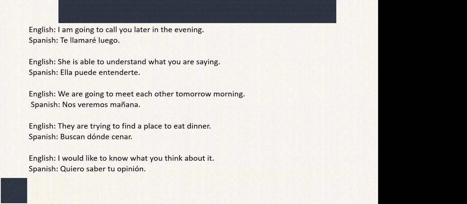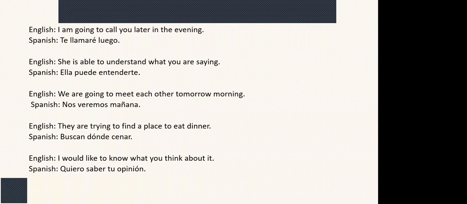And in English, when would like is used, it's more polite. So the Spanish translation should try to be similar to the original. And also number three, what else do you see?